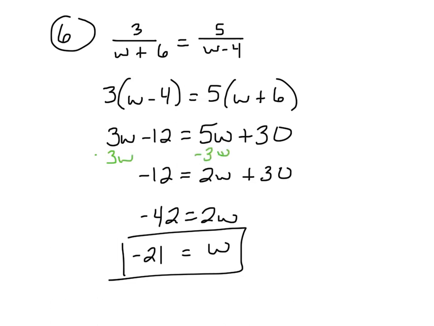That gave me negative 12 equals 2w plus 30. I then subtracted 30 on both sides. That gave me negative 42 equals 2w. I then divided by 2, and that gave me an answer of negative 21.